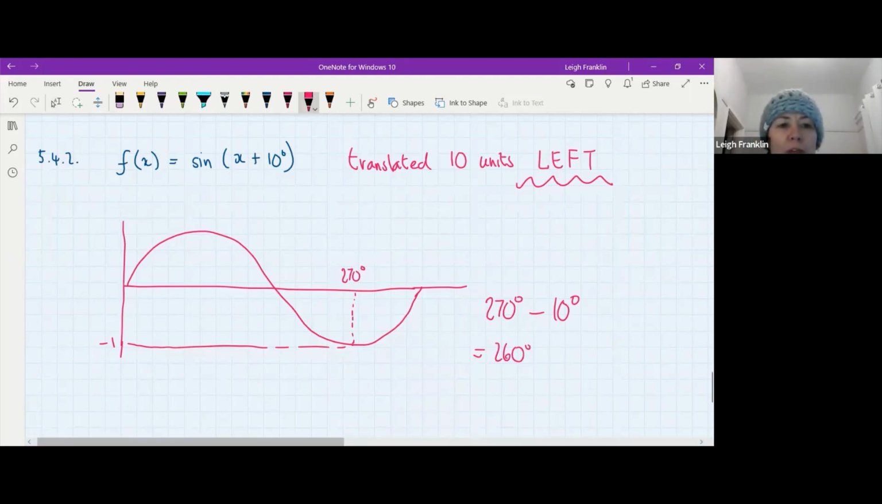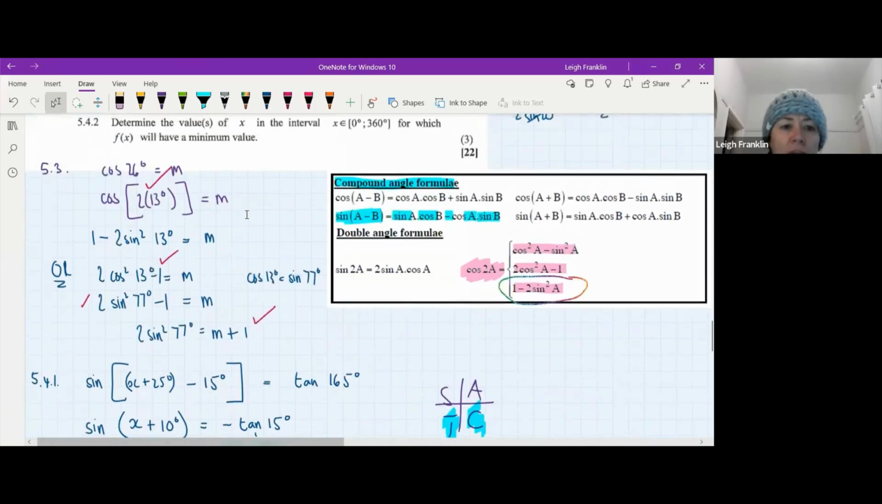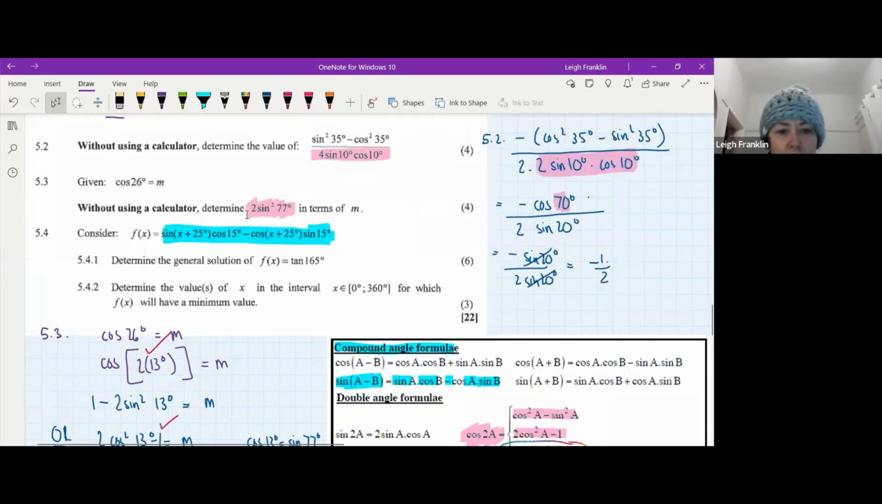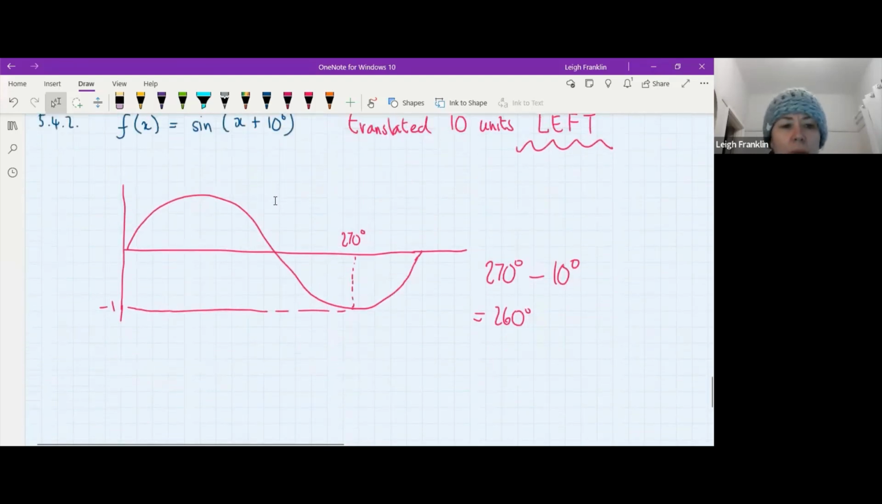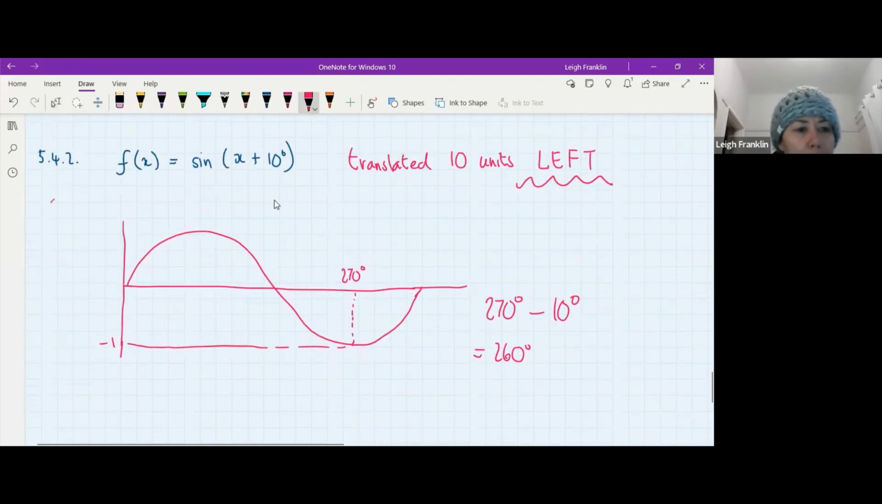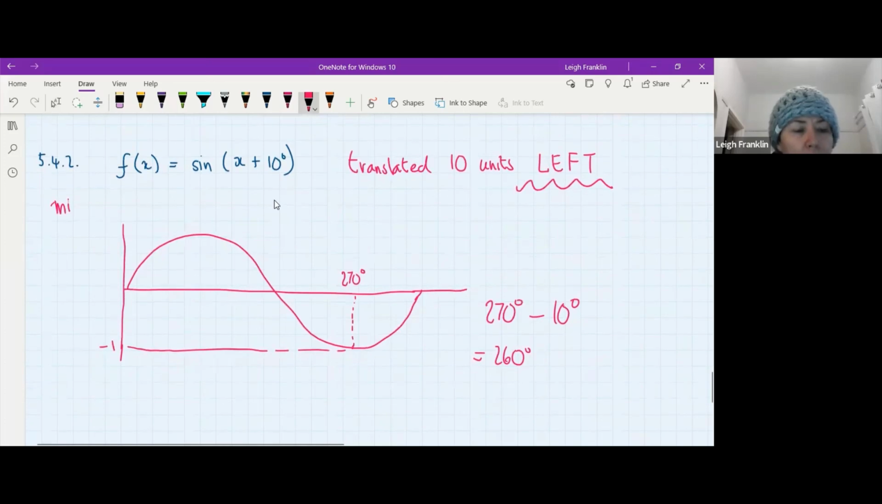Okay, so the minimum value of x for which f of x has a minimum, the minimum will be at 260.